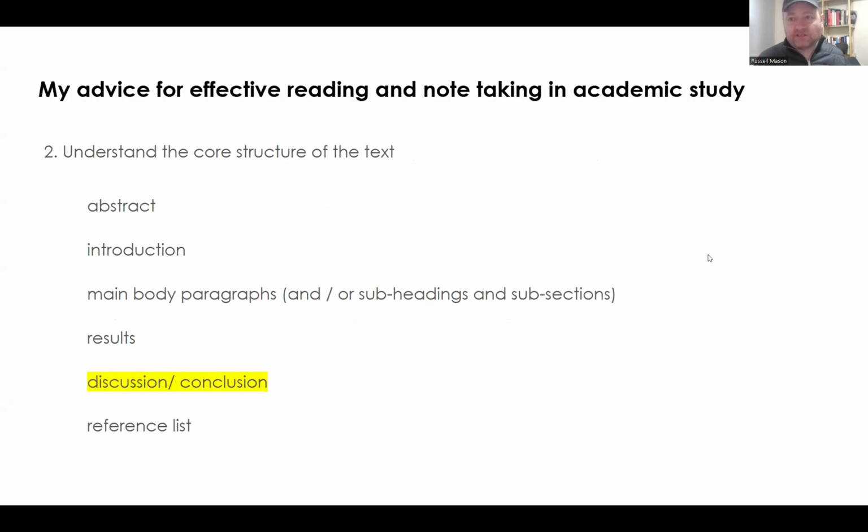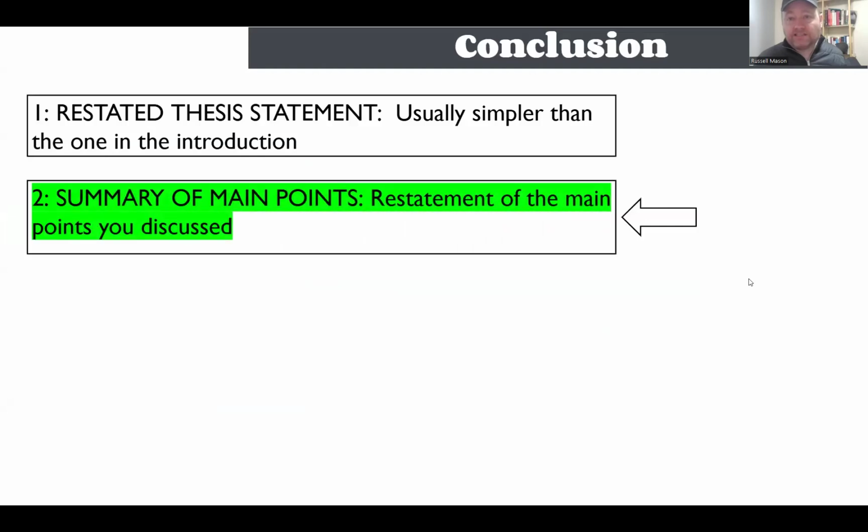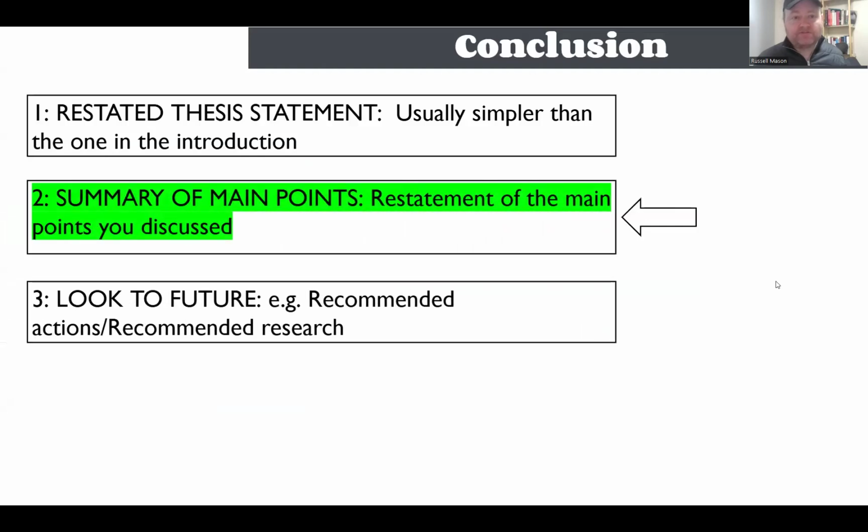Okay, and then you have the discussion or conclusion section. So this is often where you can find the writer's ideas and opinions, which are very important. Again, there will be a second thesis statement, like in the introduction. There will be a restatement of the main points, and there will be a look to the future. I don't think you need the third one. So the main one here will be the summary of the main points, the main arguments, or the main findings.